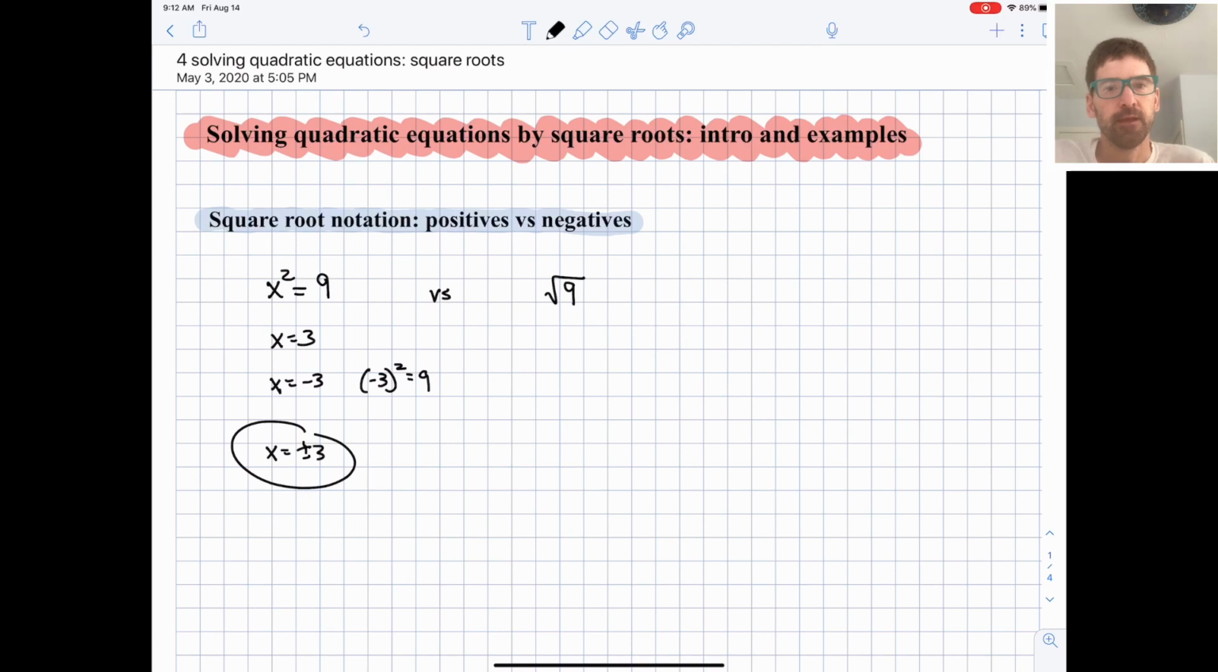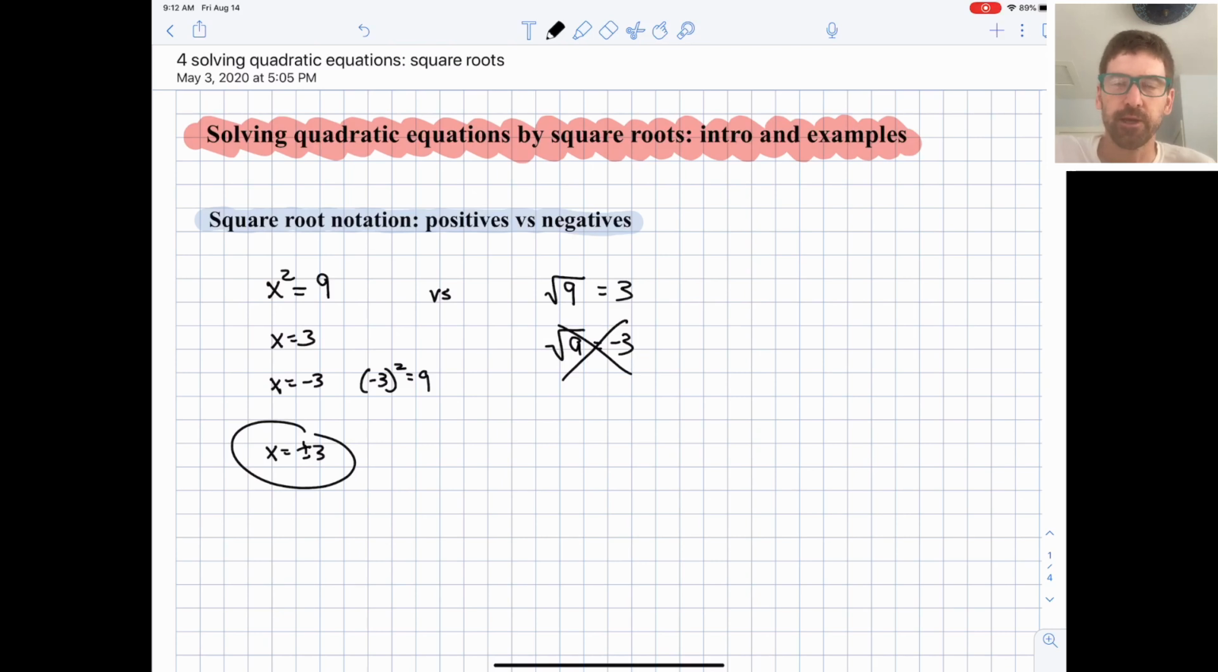But in contrast, there's a little bit of math notation here. When mathematicians talk about just the square root of 9, that is equal to 3, okay? You wouldn't say that the square root of 9 is negative 3. You would just say the square root of 9 is 3. We call that the principal square root. So I guess that means there's a secondary square root of 9 that's equal to negative 3.